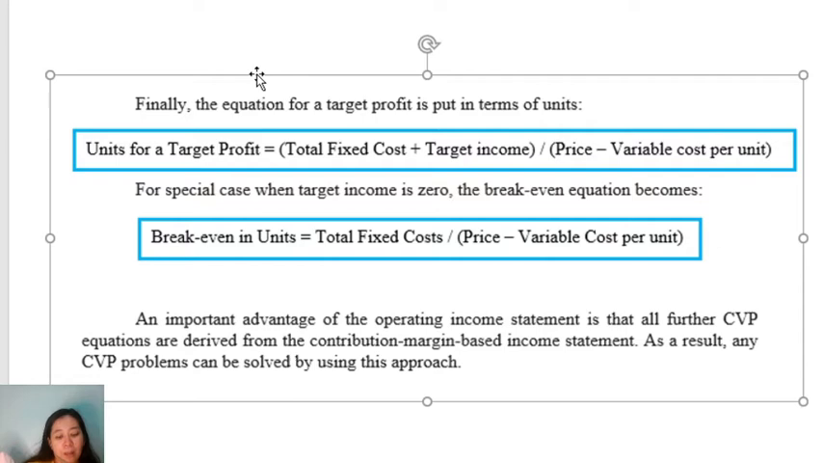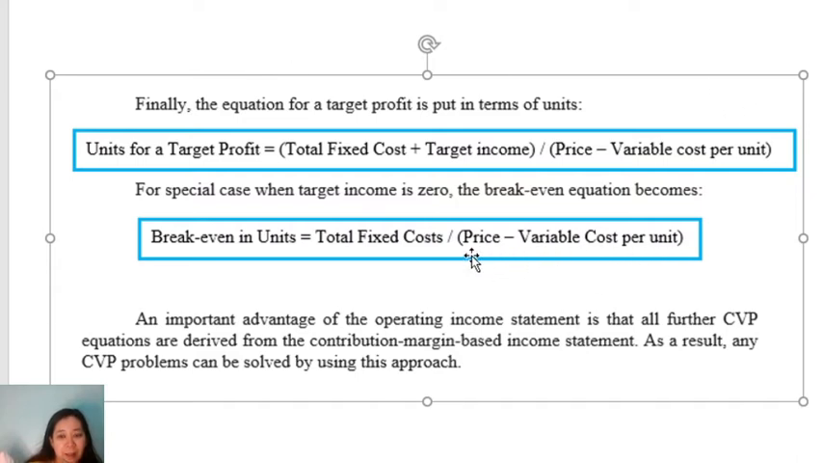To solve for break-even, as mentioned earlier, we have two types of break-even points. You can determine break-even point in units or break-even point in revenue. In this presentation, the formula is for the break-even point in units. So, how do we determine break-even point in units? That is equal to total fixed cost divided by price minus variable cost per unit.